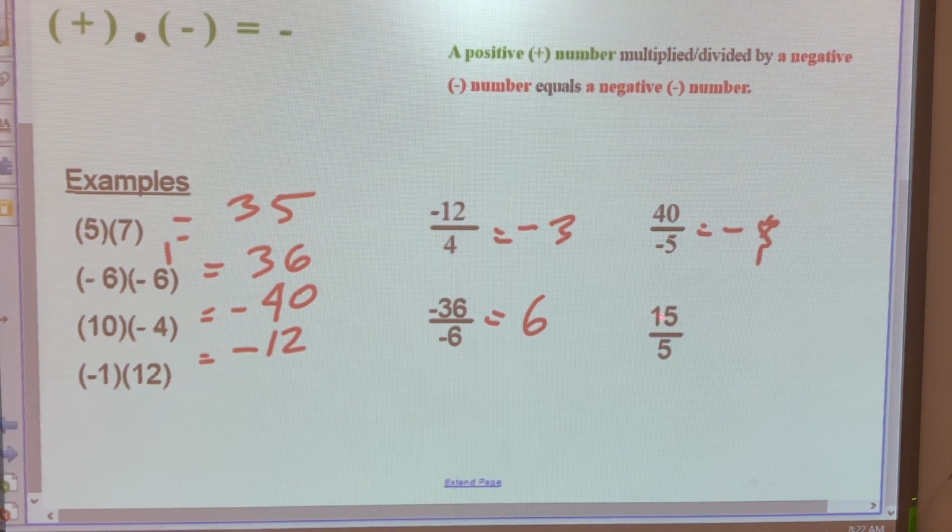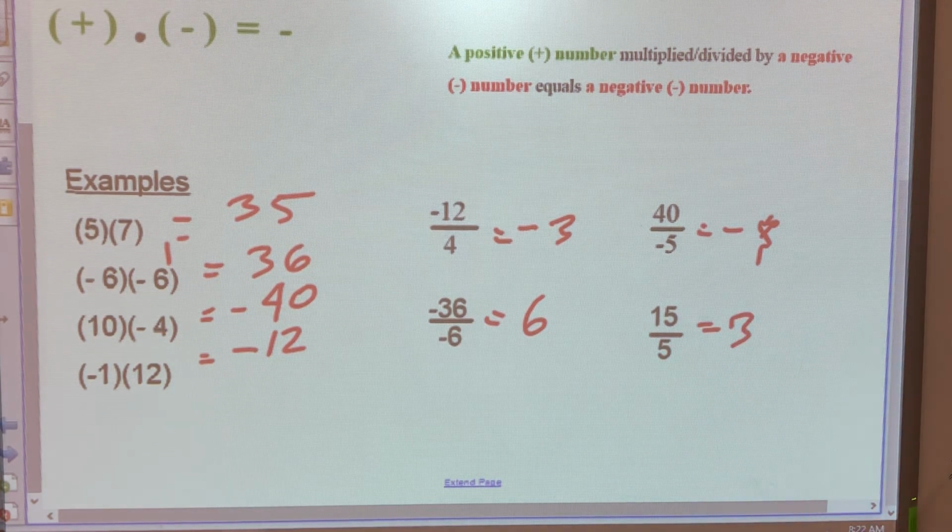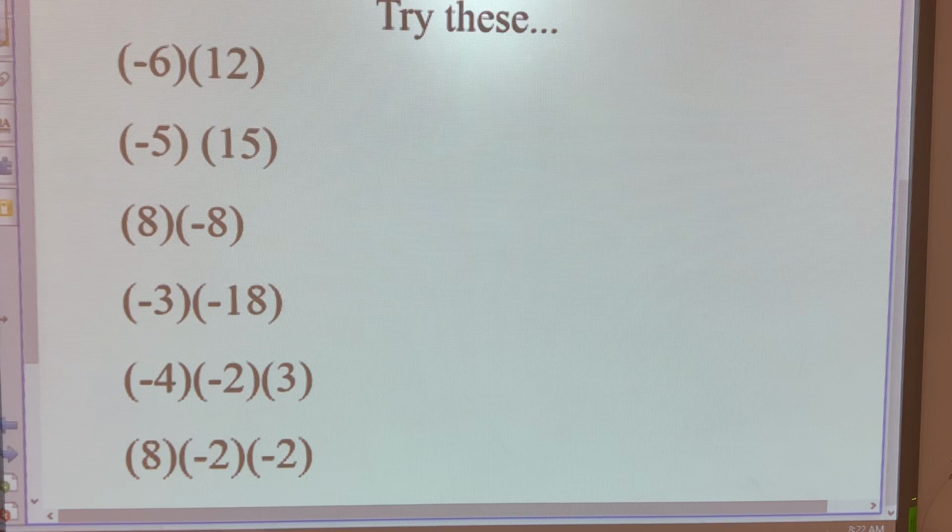Here you have a positive 15 divided by a positive 5. Answer is going to be positive, so you get 3 as an answer. Now, I want you to try these on your own.